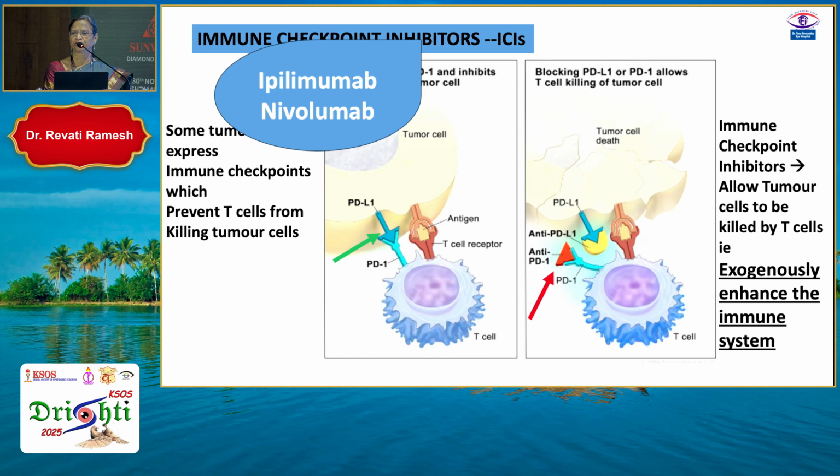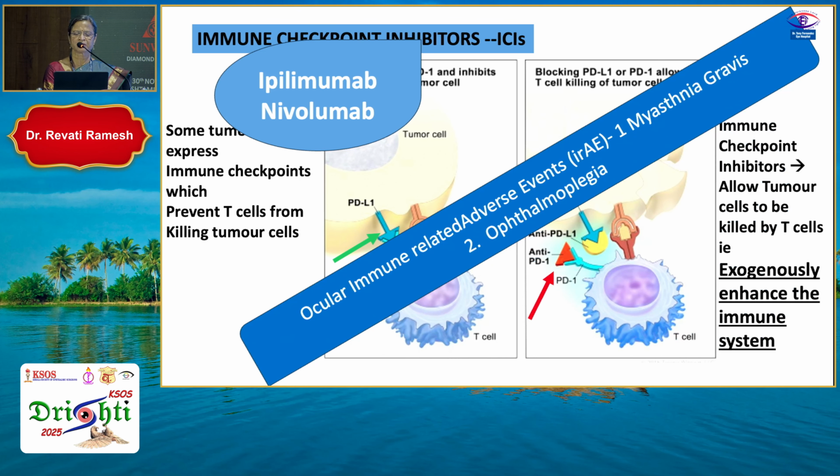So how does the ophthalmologist come into this picture? It's because of the ocular immune-related adverse events that are commonly seen, myasthenia gravis and ophthalmoplegia with these drugs, and that is how we enter the picture.